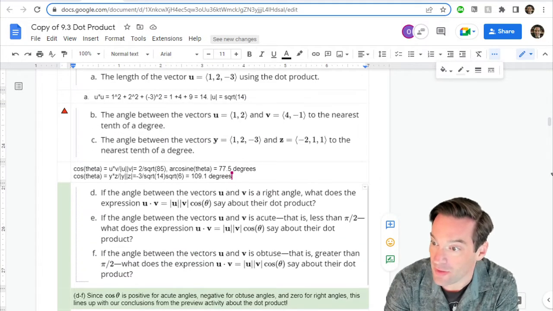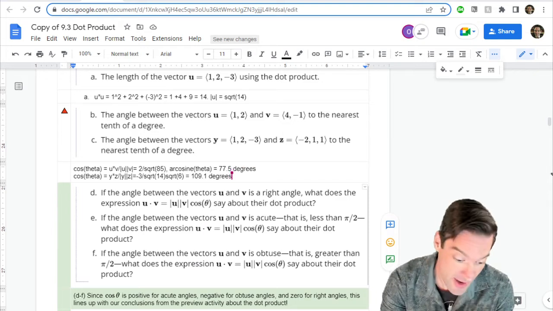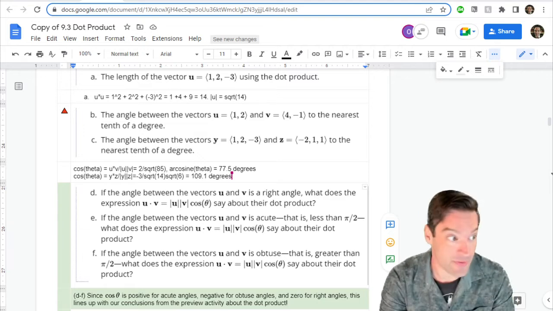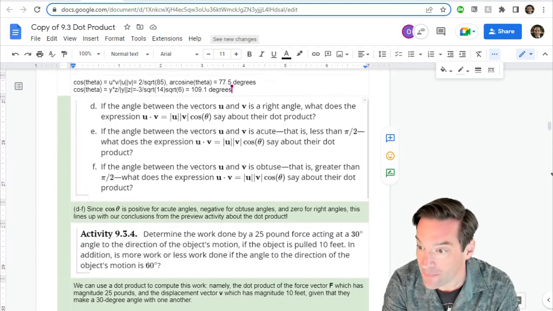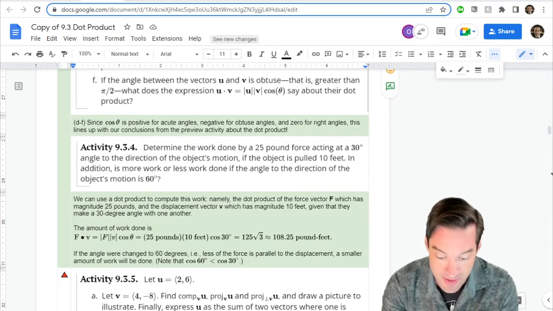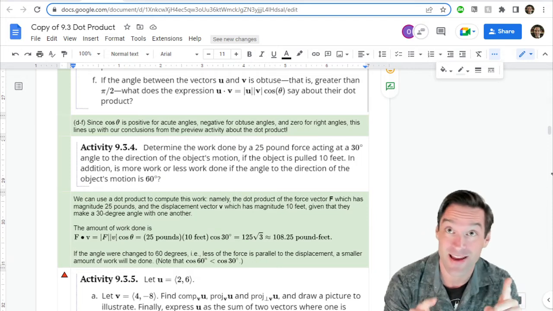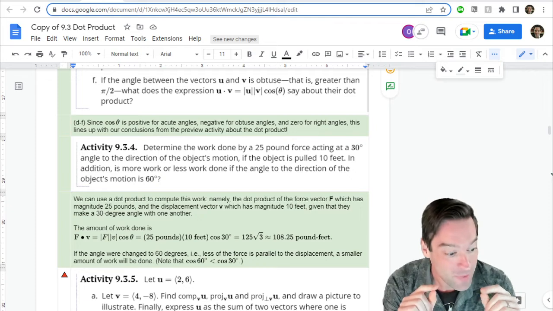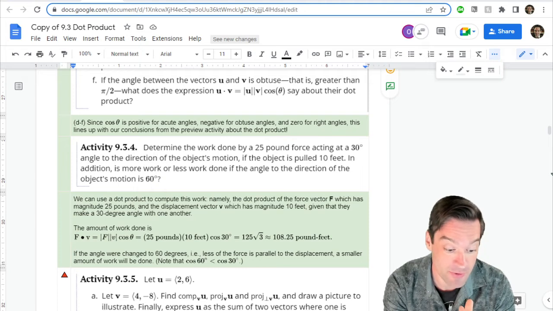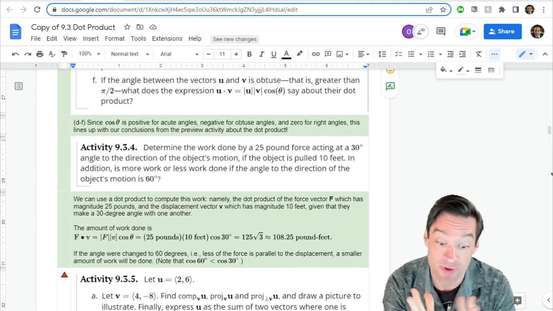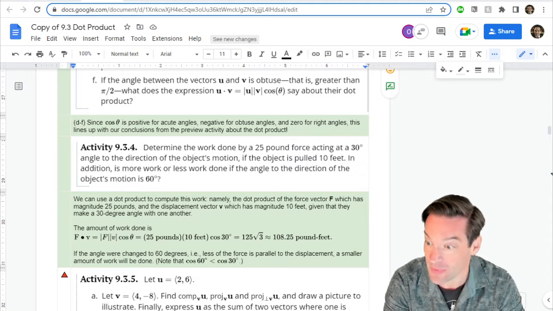So now that you've had a little bit of practice using the dot product to find angles, right, by taking the dot product, dividing by the product of the magnitudes, and thereby getting the cosine of the angle, you can take the arc cosine of that to actually get a measure for the angle. The sign of the cosine, whether the cosine is positive, negative, or zero, is probably a better way to say that, lines up with our understanding of when the dot product is positive, negative, or zero, right? Cosine is positive for acute angles, negative for obtuse angles, and is zero for right angles. So it lines up with what we expected based on the preview activity.